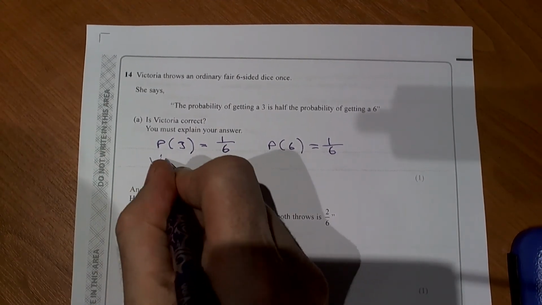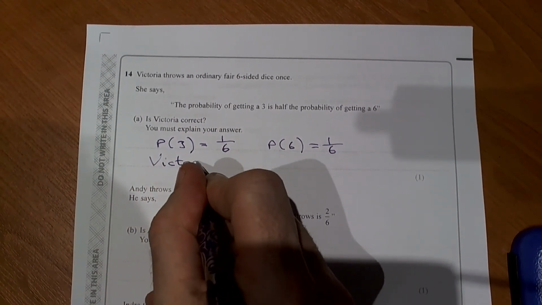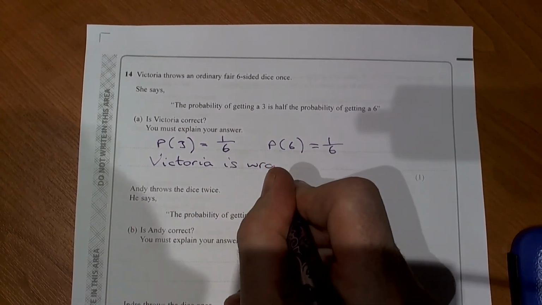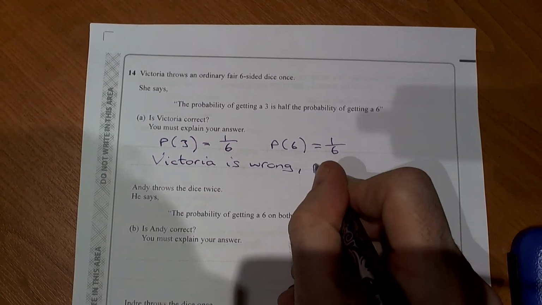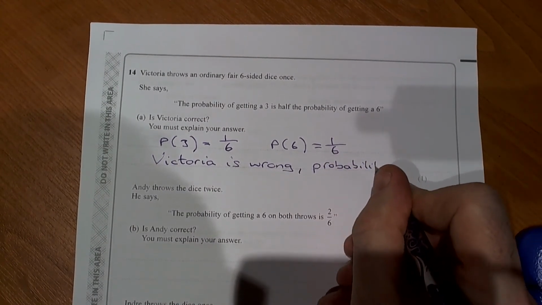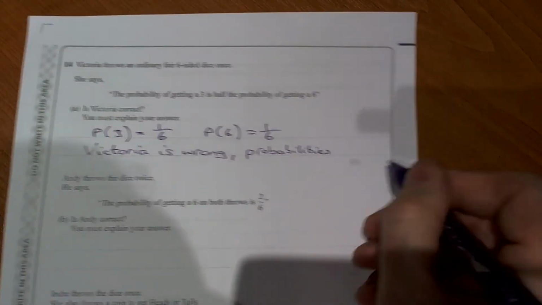So Victoria is wrong. The probabilities are the same.